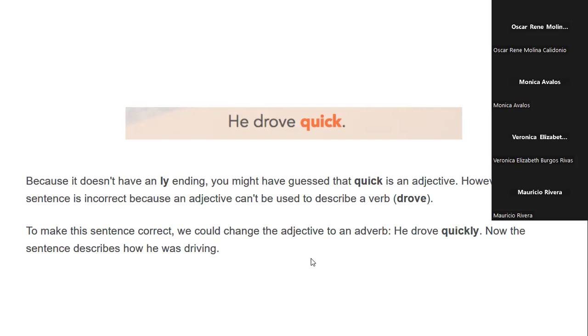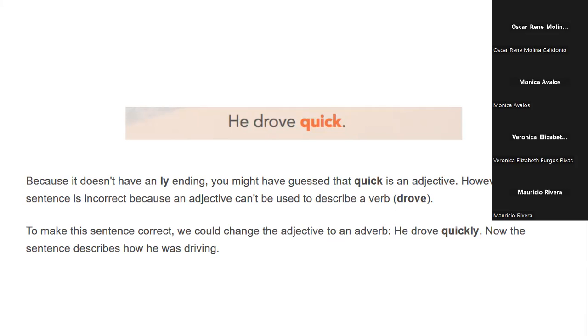You might have guessed. What is guessed? Do you remember? What is guess? Anybody knows? I guess, we say, suponer. Very good. You might have guessed that quick is an adjective. However, this sentence is incorrect because an adjective can't be used to describe a verb, drove in this case. To make the sentence correct, we could change the adjective to an adverb. He drove quickly. Now, the sentence describes how he was driving.